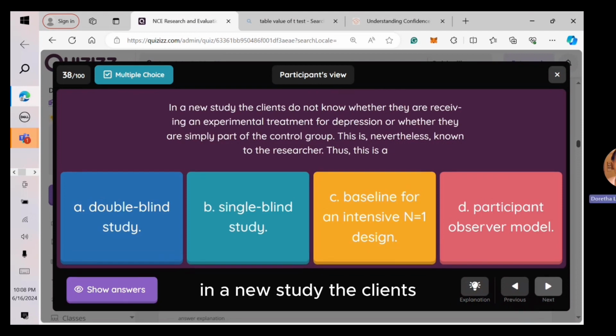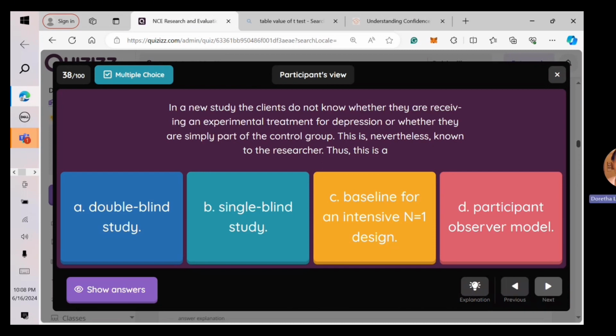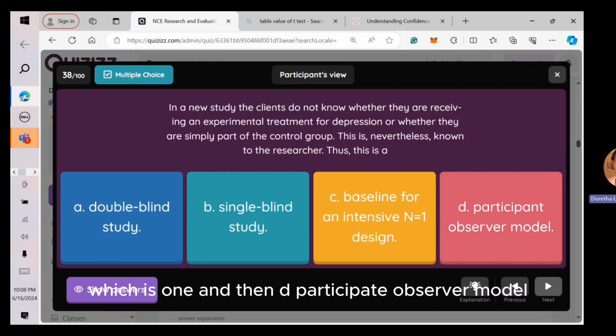In a new study, the clients do not know whether they are receiving an experimental treatment for depression or whether they are simply part of a control group. This is nevertheless known to the researcher. Thus, this is A, a double-blind study, B, a single-blind study, C, a baseline for an intensive design, right? We just talked about that, for behaviorists, where the number of your population is 1. And D, participant observer model.